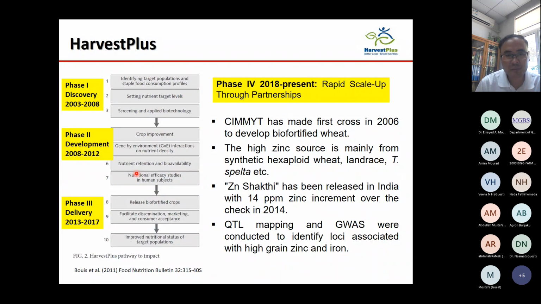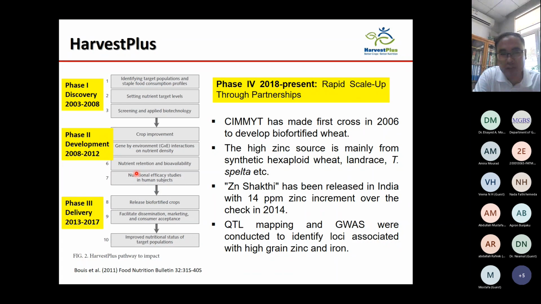So I joined CIMMYT in 2012 and left CIMMYT in 2016. I actually participated in this project during those years. CIMMYT made its first cross in 2016 to develop biofortified wheat.